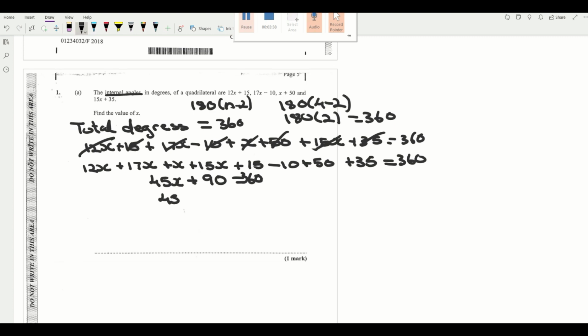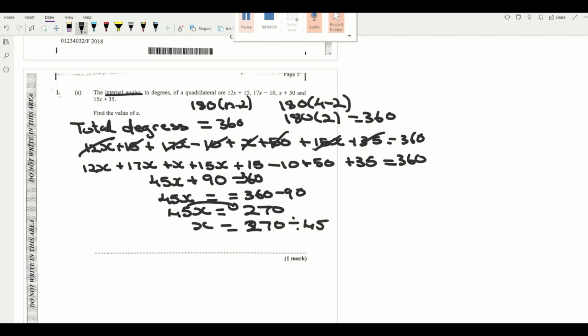Alright, so 45x, we want to make x the subject, carry across plus 90, that's 360 minus 90. 360 minus 90 is 270, so that's 45x is equals to 270. The relationship between 45 and x is multiplication, so if you carry across, you divide, so that is 270 divided by 45. So you get x is equals to 6. And that is the answer for this question.